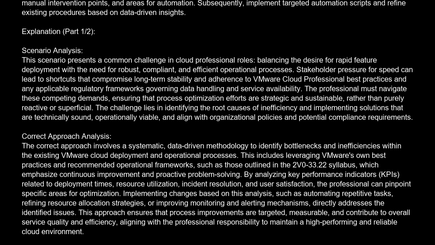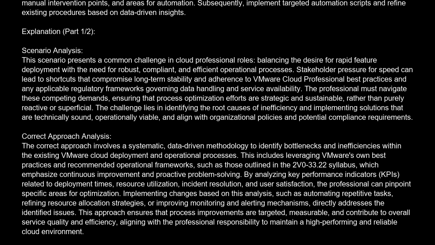Stakeholder pressure for speed can lead to shortcuts that compromise long-term stability and adherence to VMware Cloud professional best practices and any applicable regulatory frameworks governing data handling and service availability. The professional must navigate these competing demands, ensuring that process optimization efforts are strategic and sustainable, rather than purely reactive or superficial. The challenge lies in identifying the root causes of inefficiency and implementing solutions that are technically sound, operationally viable, and align with organizational policies and potential compliance requirements.